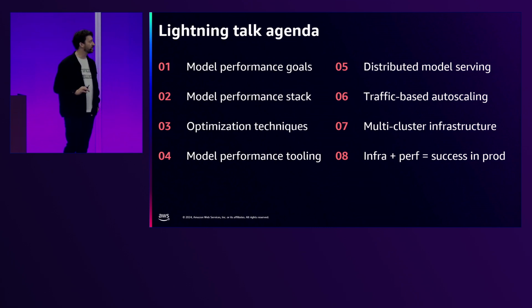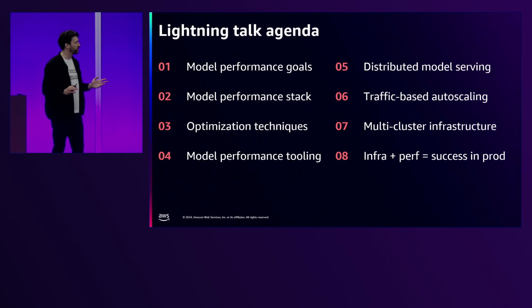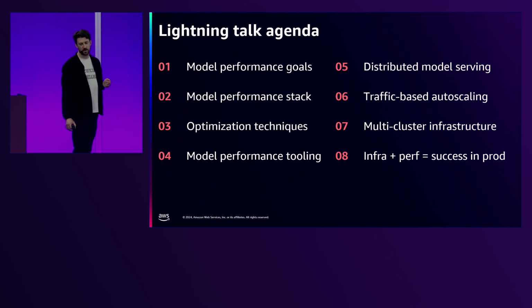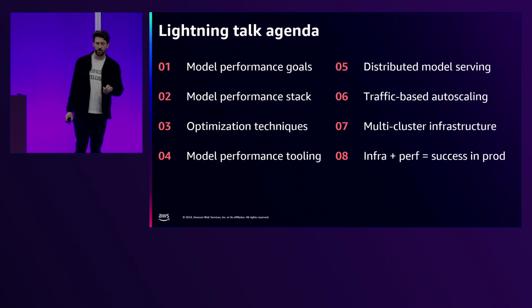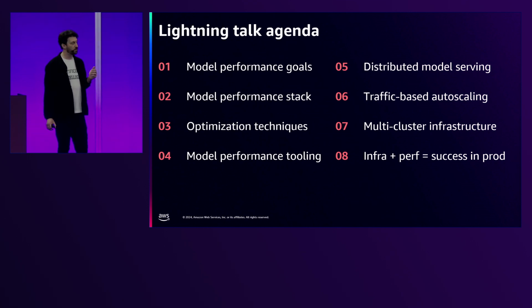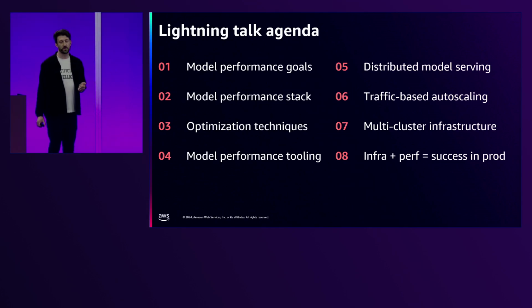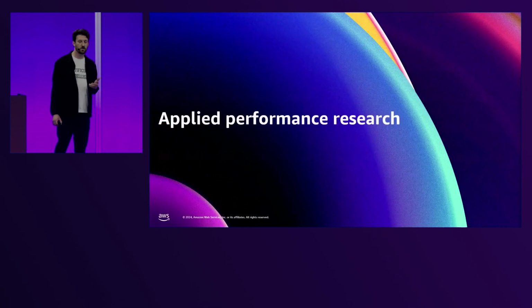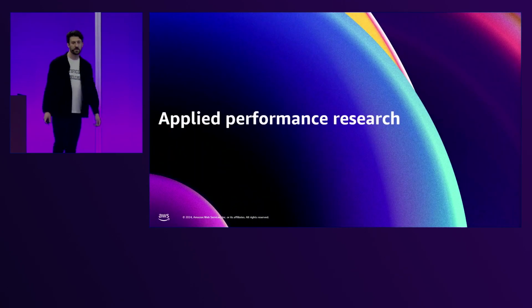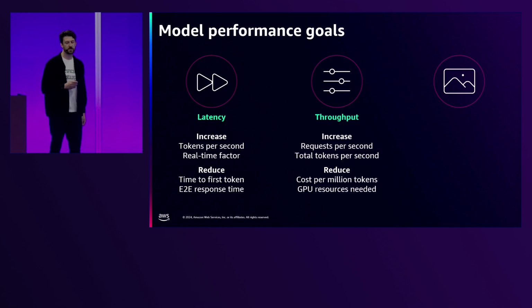I'm going to divide this talk into roughly two parts. The first part is going to be on how we can use different techniques specific to AI workloads to drive better performance. And then the latter half is going to be where the rubber hits the road. How do we take all these performance gains and scale them up to serve thousands or millions of users? So this is the applied performance research.